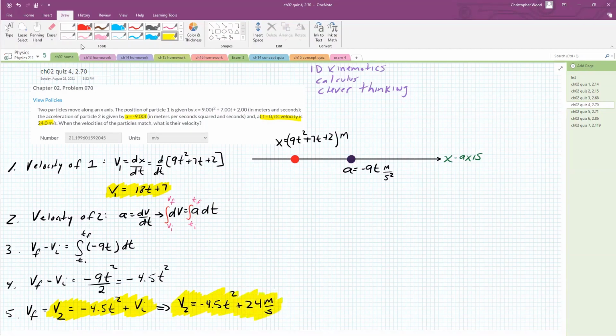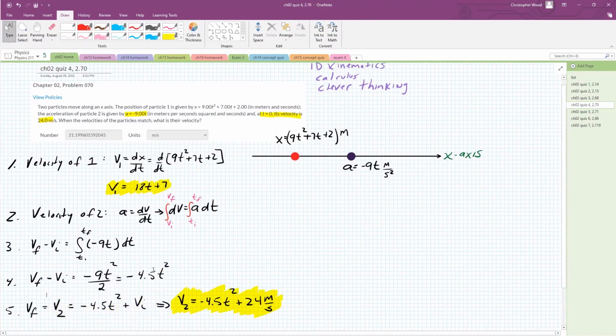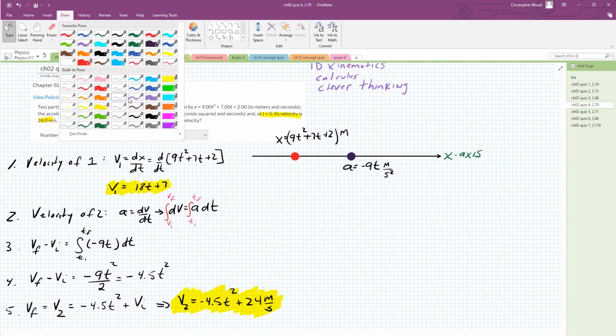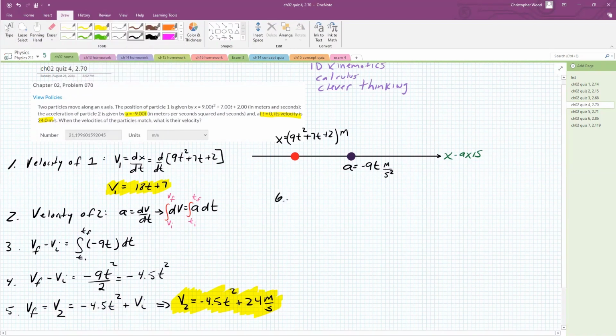So really, this is my velocity function for particle 2. All right, so that is what we have to match with velocity 1. So let me erase that. That's good. All right, number 6. What is the velocity when they match? So when velocities match, basically that's saying V1 equals V2. That's what happens when velocities match. What is the velocity when the velocities match? Well, I don't know. Let's just keep going.